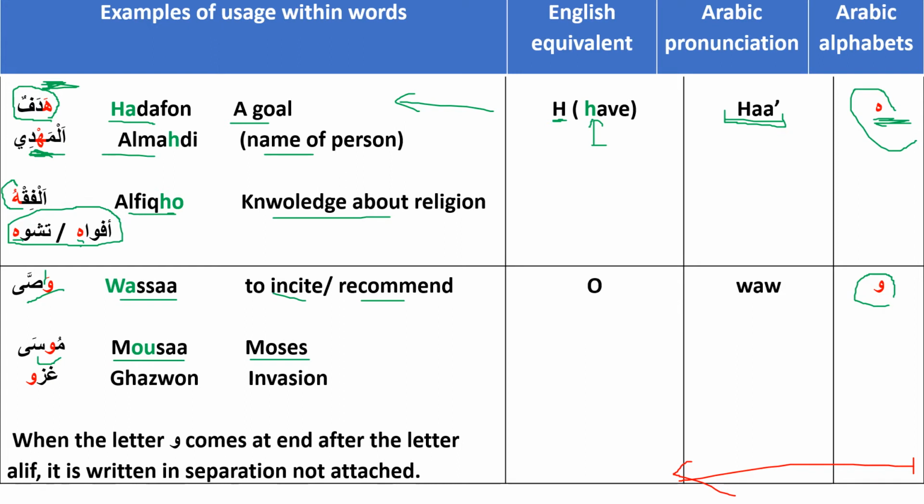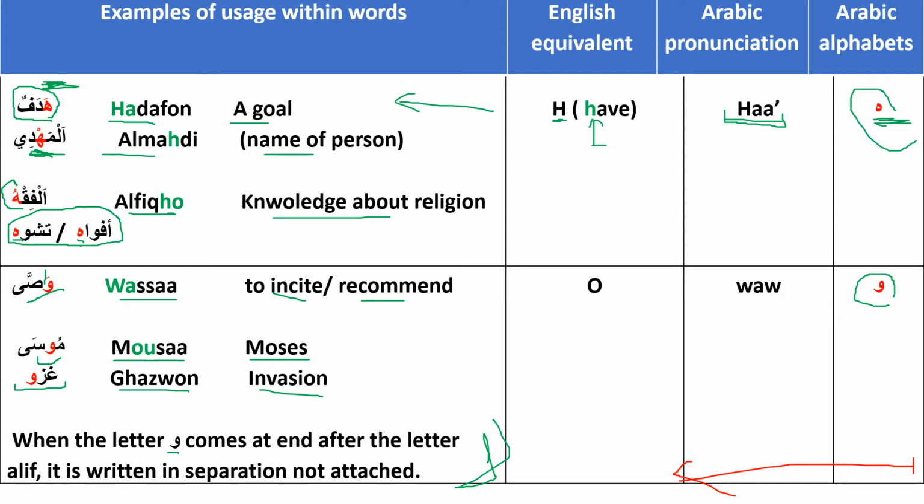The third example, Ghazwun, this is how it looks at the end. We cannot attach it to the letter that comes before it. Ghazwun means invasion. Guys, look here, this remark. When the letter waw comes at the end after the letter alif, it is written in separation, not attached.